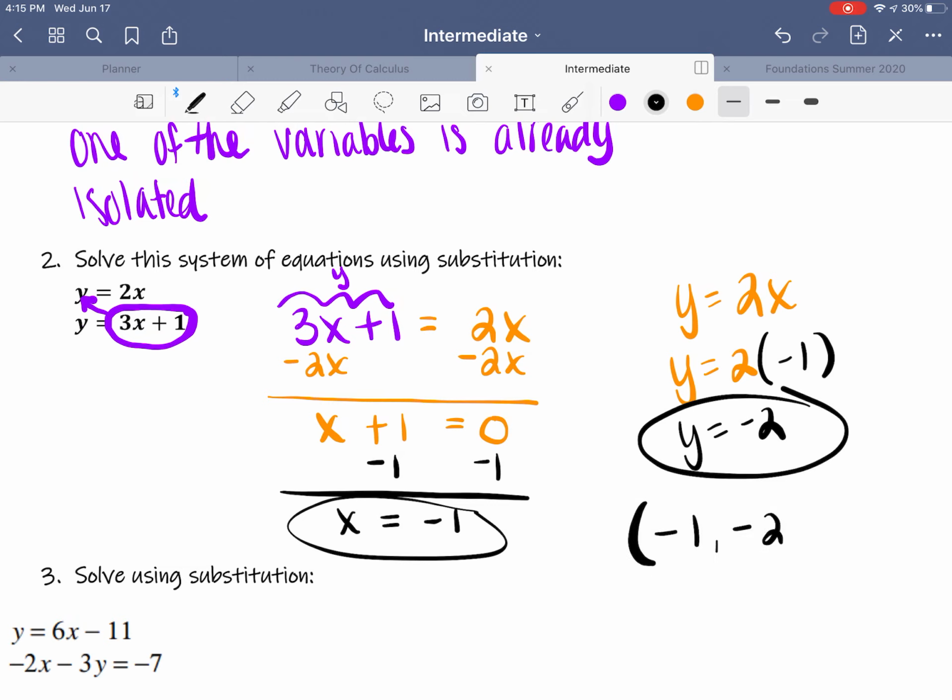So I write my answer as a point. And that does matter. The order matters, and it matters that it's a point because the 2 lines intersect at a point.